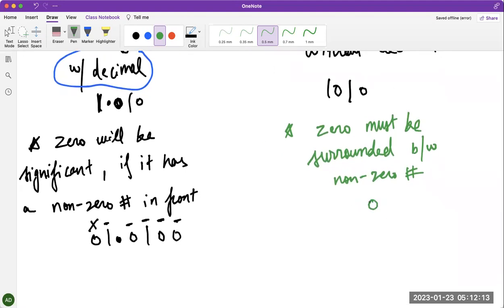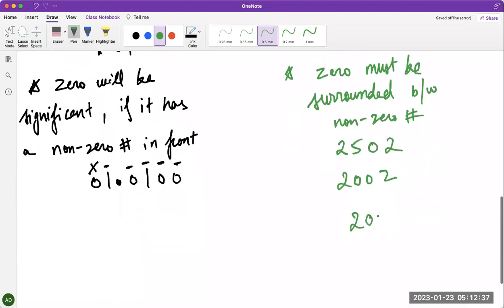If there's a zero sitting here, and let's say there is a number here in the front and a number in the back, this zero will become significant because it has a non-zero number in the front and in the back. Even in this case, both of these zeros are significant because they are sandwiched between the two non-zero numbers, and that makes them significant, okay?